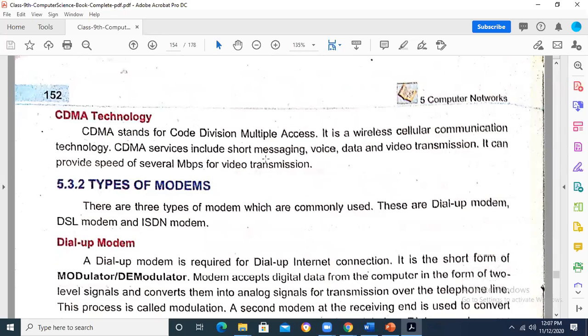Then we discussed in detail about the CDMA as well, and I have told you what are basically the different advantages of the CDMA, code division multiple access. Over here you have got only 3 lines about it, and I had explained it with the key terms, with the keywords. It is wireless cellular communication. Now this thing is important. What is the key term? Wireless cellular communication. CDMA services include short messaging, voice, data, and video transmission.